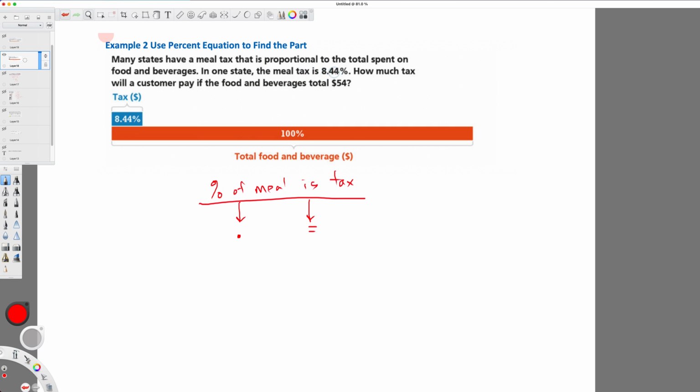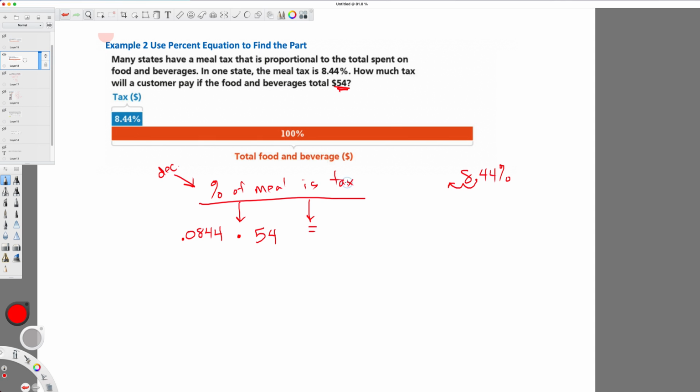So in this one, it's 8.44%. So let's think about that. 8.44 is the percent. I can't put this percent directly in here because in here we always have to put the decimal form. So to get the decimal form, I need to move the decimal 2 places to the left. So I'm actually going to put 0.0844 for the tax rate, or the percent there. Again, I have to put the decimal form. The cost of the meal. Well, here it says the cost of the meal is $54.